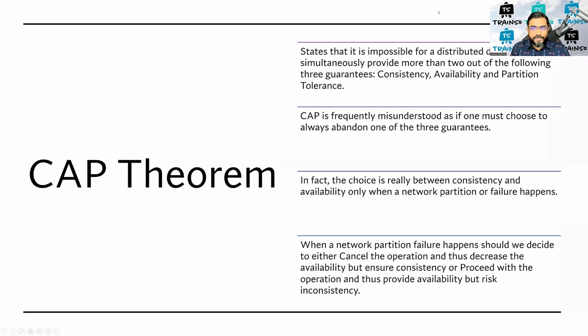Now coming back to CAP theorem, it states that it is impossible for a distributed data store to simultaneously provide more than 2 of the following: consistency, availability, and partition tolerance. CAP theorem says that you cannot have both consistency and availability when a network partition or failure happens. When a network partition failure happens, should we decide to either cancel the operation and thus decrease availability but ensure consistency, or proceed with the operation and thus provide availability but risk inconsistency?